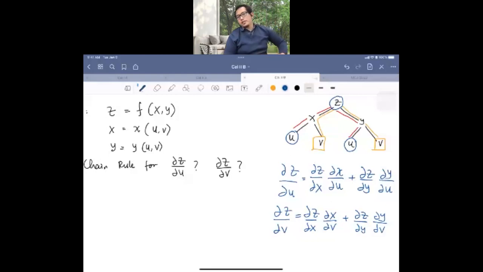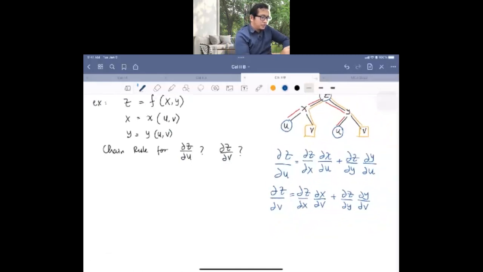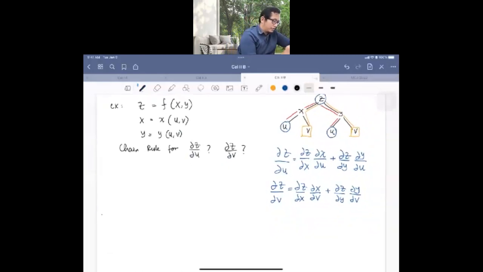Let me give you real functions. Let me give you another example, maybe right here. If w is xy plus yz, y is sine x, and z is e to the x, find the equation for dw dx.